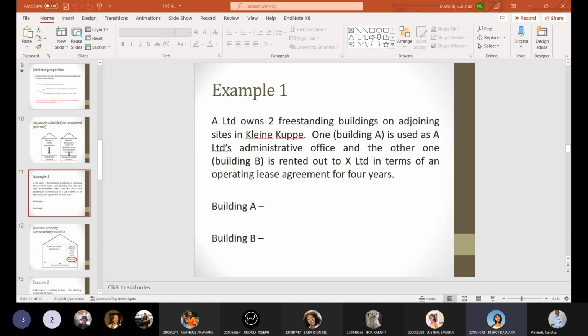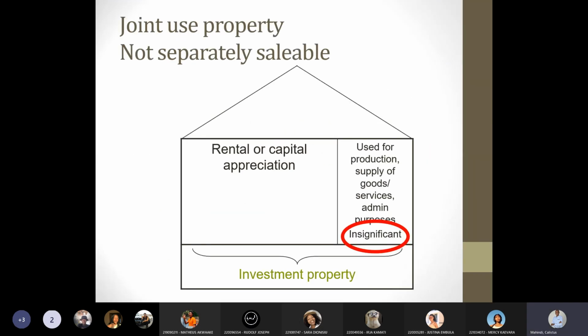So building A will be classified as an owner's property, and building B will be classified as an investment property. Exactly. Building A is owner occupied, so it's going to be treated in terms of IAS 16, property, plant and equipment. And building B, since it's being rented out, meets the definition of investment property and will be treated in terms of IAS 40, investment property.